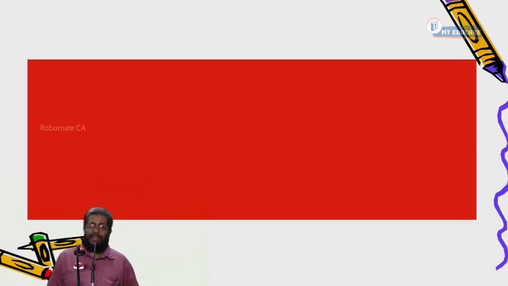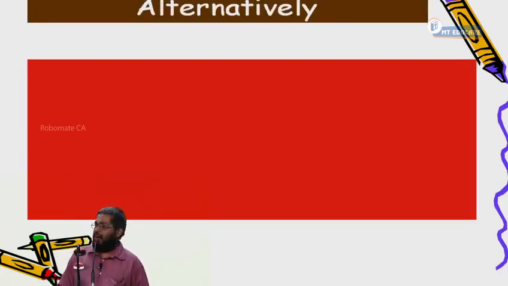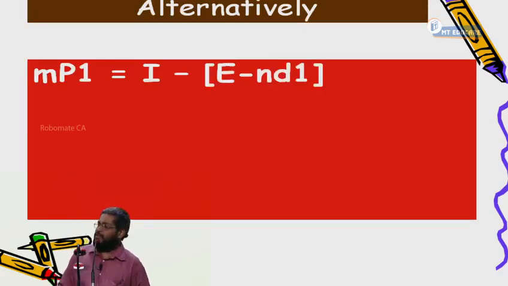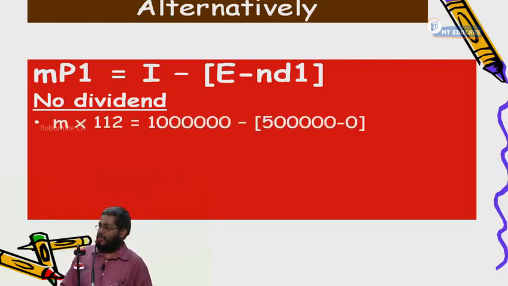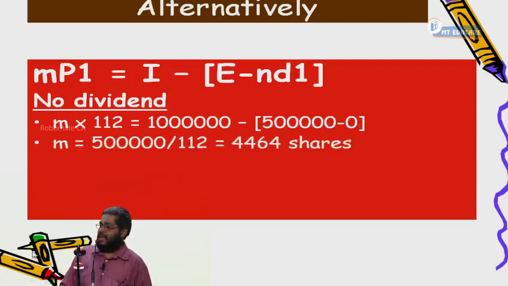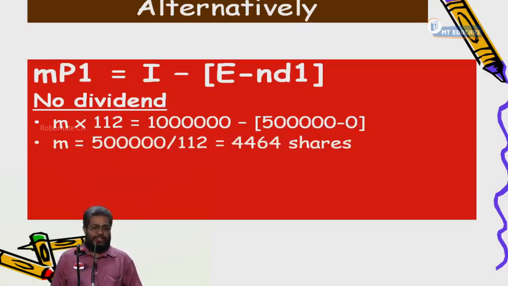Now, we can do the same thing in the exam also using the formula. Alternatively, M P1 is equal to I minus E minus N D1. Please substitute the numbers. M into P1 when dividend is not declared: M into 112 is equal to investment 10 lakhs minus earnings 5 lakhs. Why minus 0? No dividend. If I rearrange, I get M is equal to 5 lakhs divided by 112, which gives you 4,464 shares.